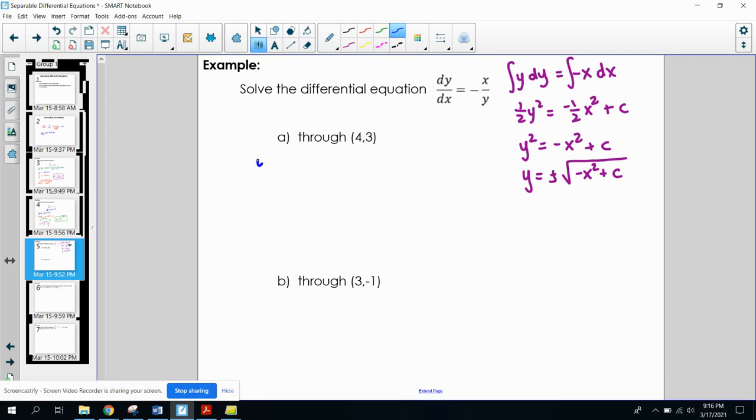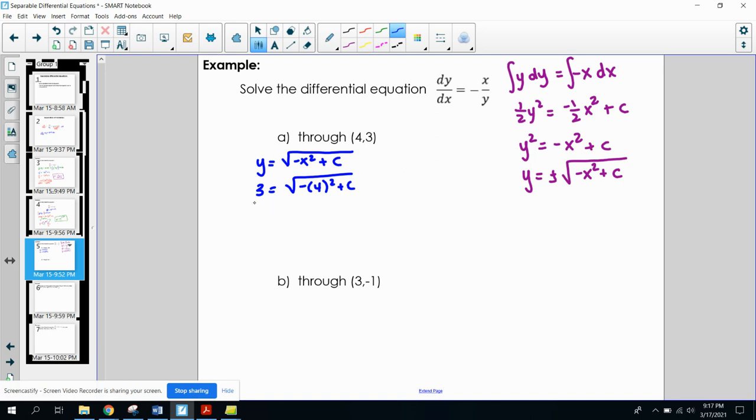So we're going to use our generic function as y equals the positive square root of negative x squared plus c. I'm only taking the positive version here. Now I'm going to plug in the points. I'm going to plug in 3 for y, and plug in 4 for x, so 3 equals the square root of negative x squared plus c.